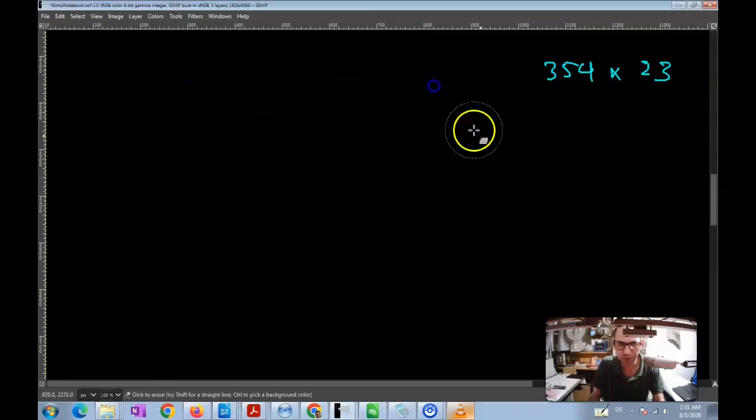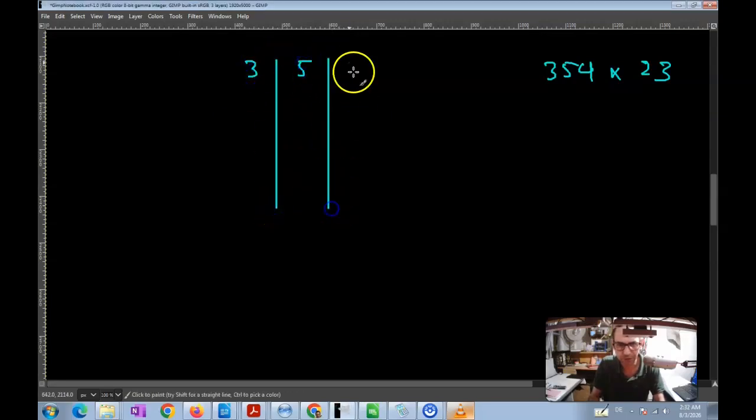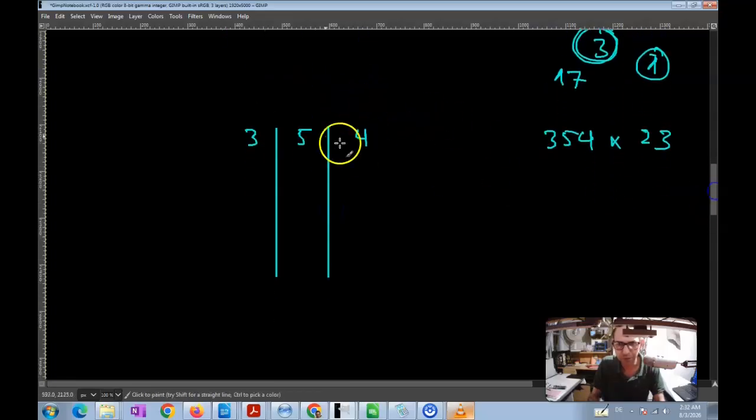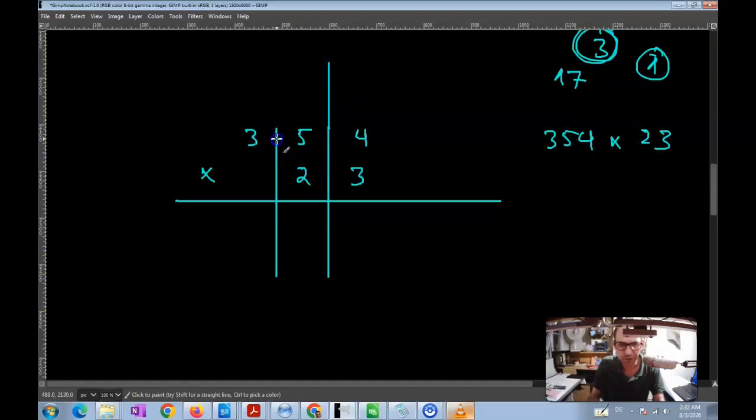I'm going to write this down in such a way that we can see 300 and then a 50 and then a 4, and then we want to multiply it by 23, and that is multiplication. And we know that this place value is the ones place value, this is the tens place value, and this is the hundreds place value, right? So how do we do this calculation?